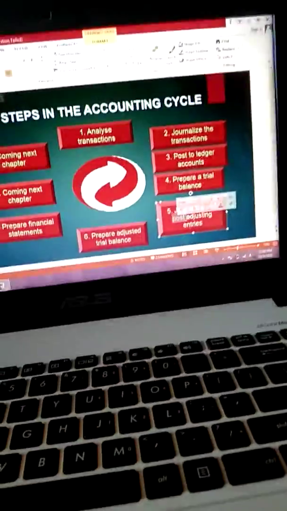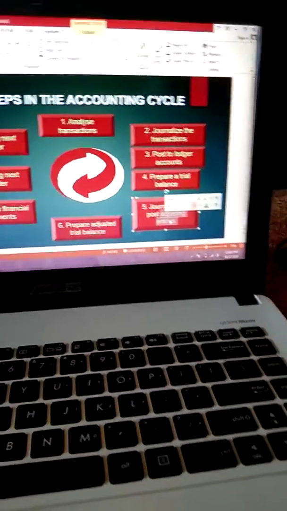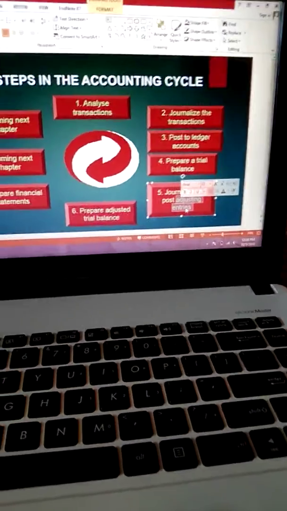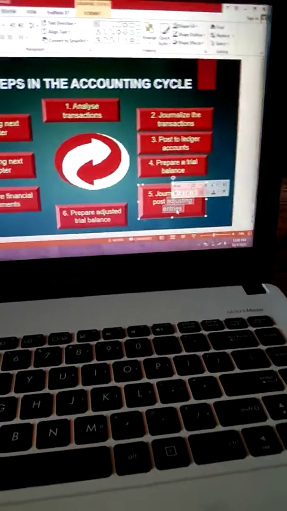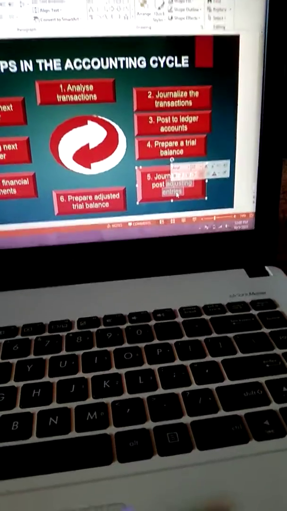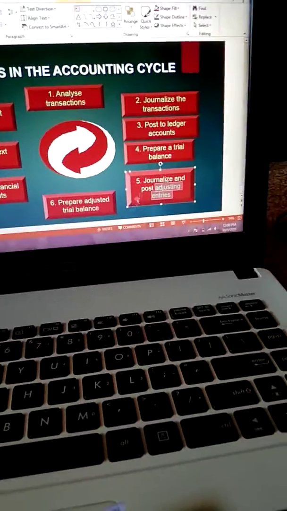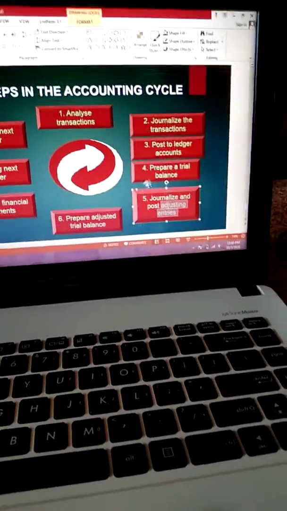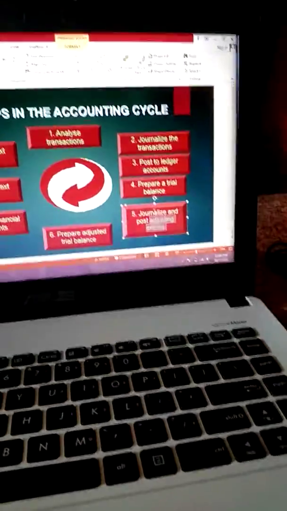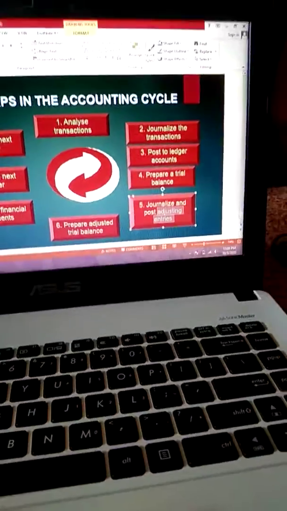Step number 5, journalize and post adjusting entries. Adjusting entries means any account receivable, any accrued revenue, any accrued expenses, it is like adjusting entries. You need to record them. But this step I actually didn't include in your syllabus, so you don't need to worry, but you need to remember all of these steps.